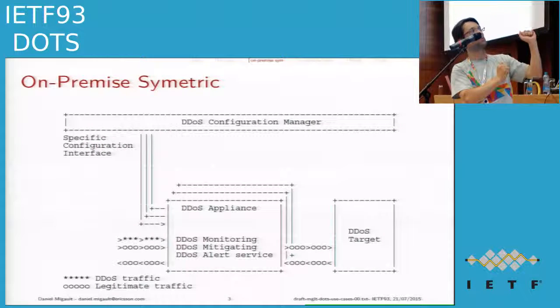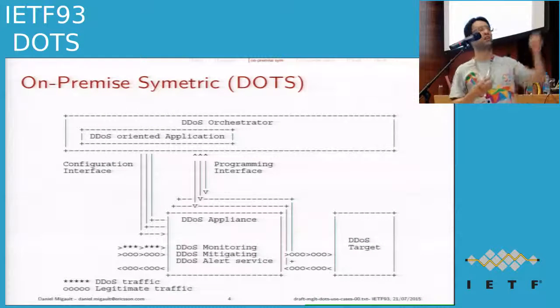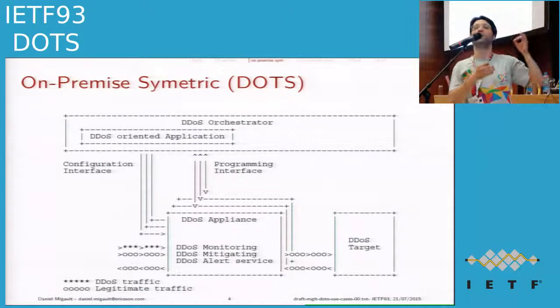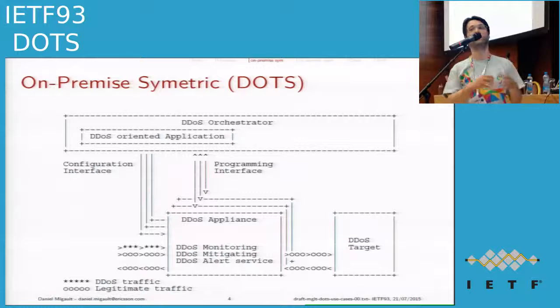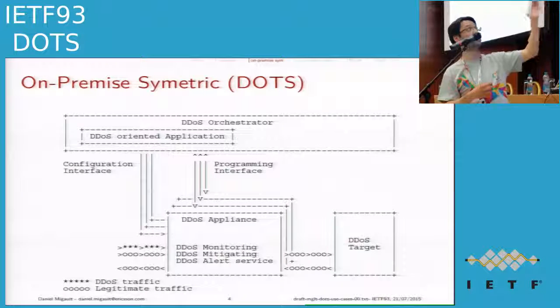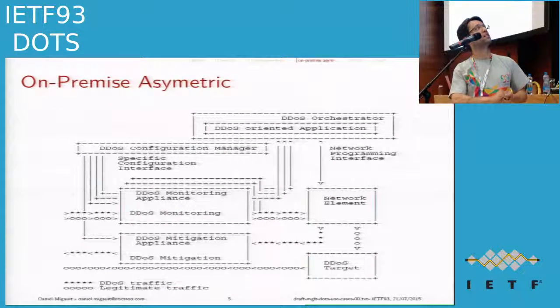This is what I represented by the programming interface, but at this time my understanding is that this programming interface should be restricted to a kind of alert service. You define some threshold and say, when this threshold is reached, send me an alert. It's not really an I2NFS interface.